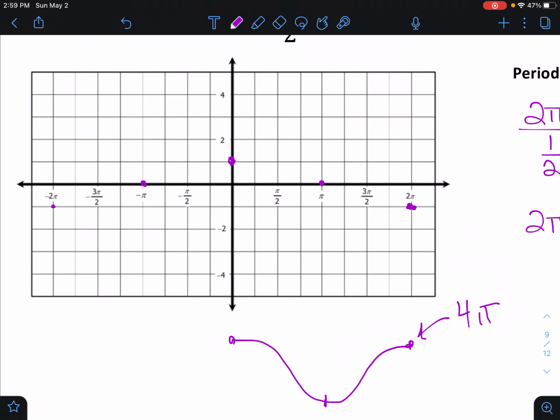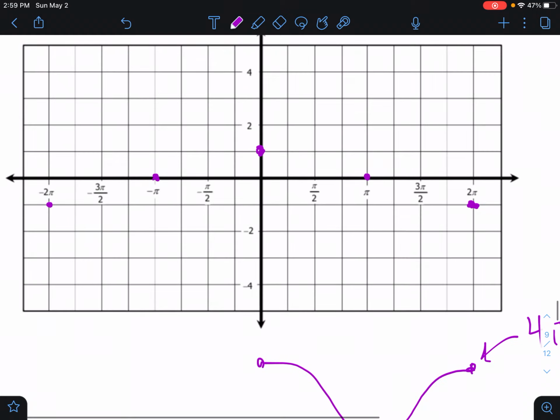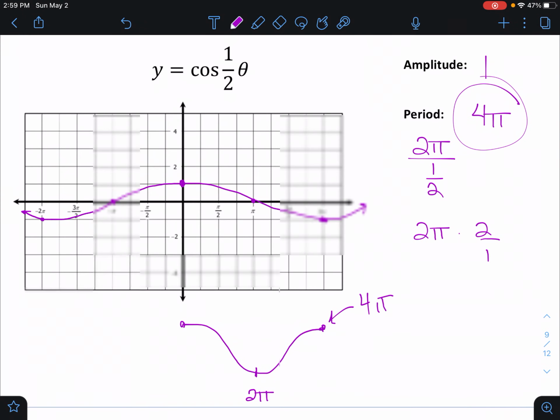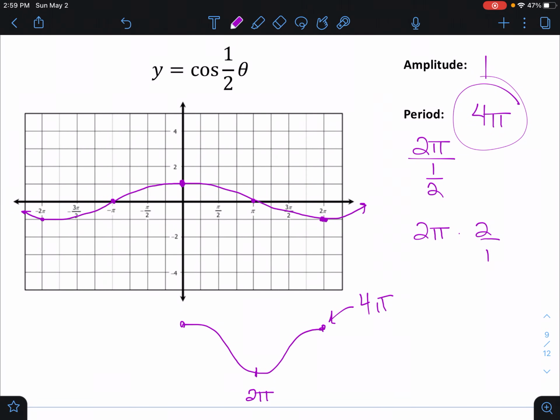and it's going to repeat this cycle. So now notice from here to here is still 4 pi, and that's one cycle. So that's what I can fit on this graph, and sometimes that's what you're going to see. Okay, so there we've just done cosine of 1/2 theta.